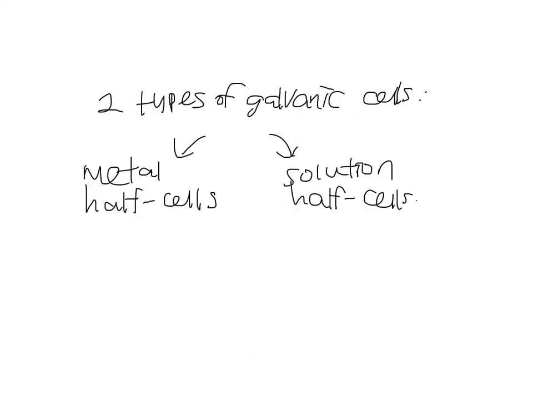Now that you know the special characteristics of the galvanic cell, there are again two types of galvanic cells that you will have to learn in this syllabus. The first one is called the metal half cell. The second one is called the solution half cell.